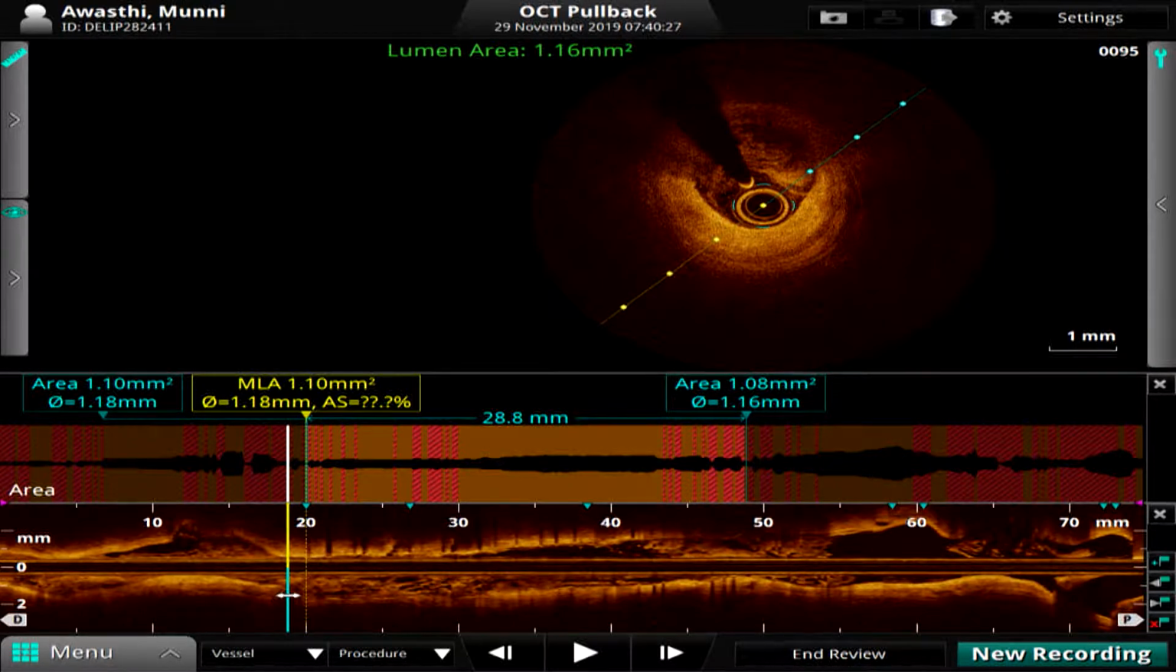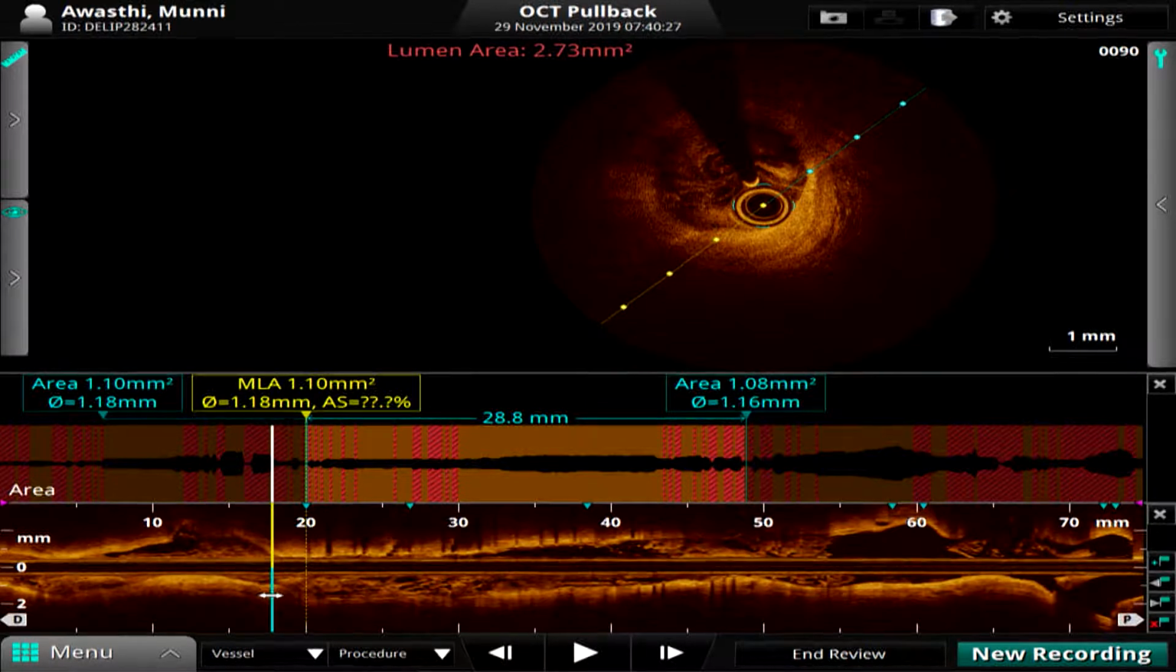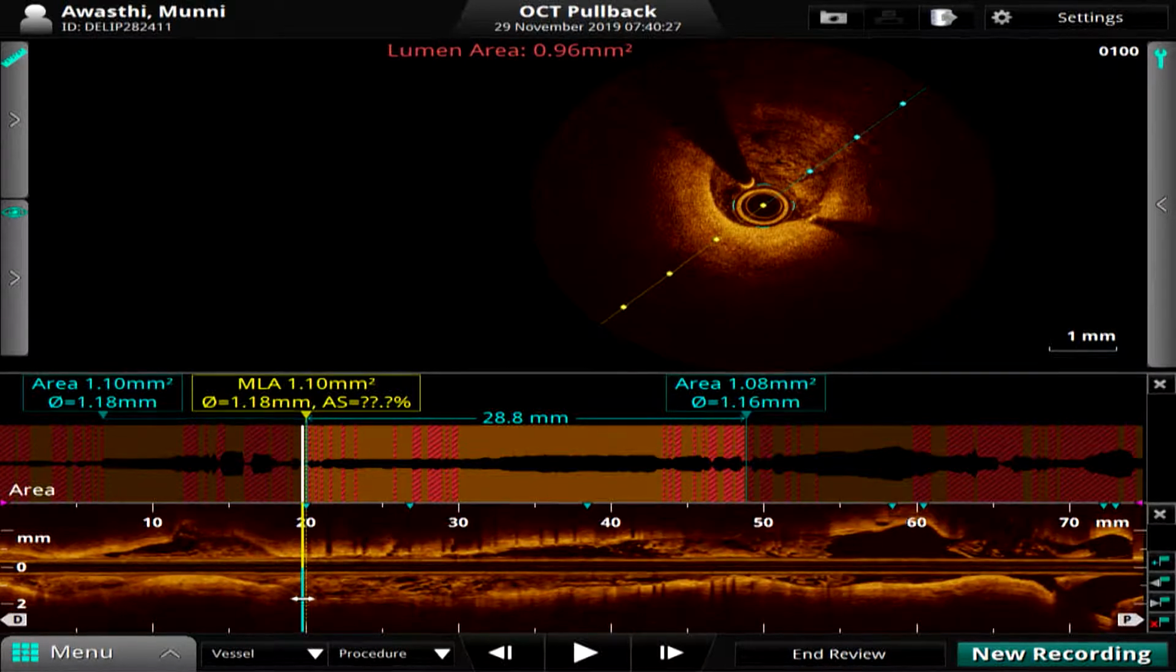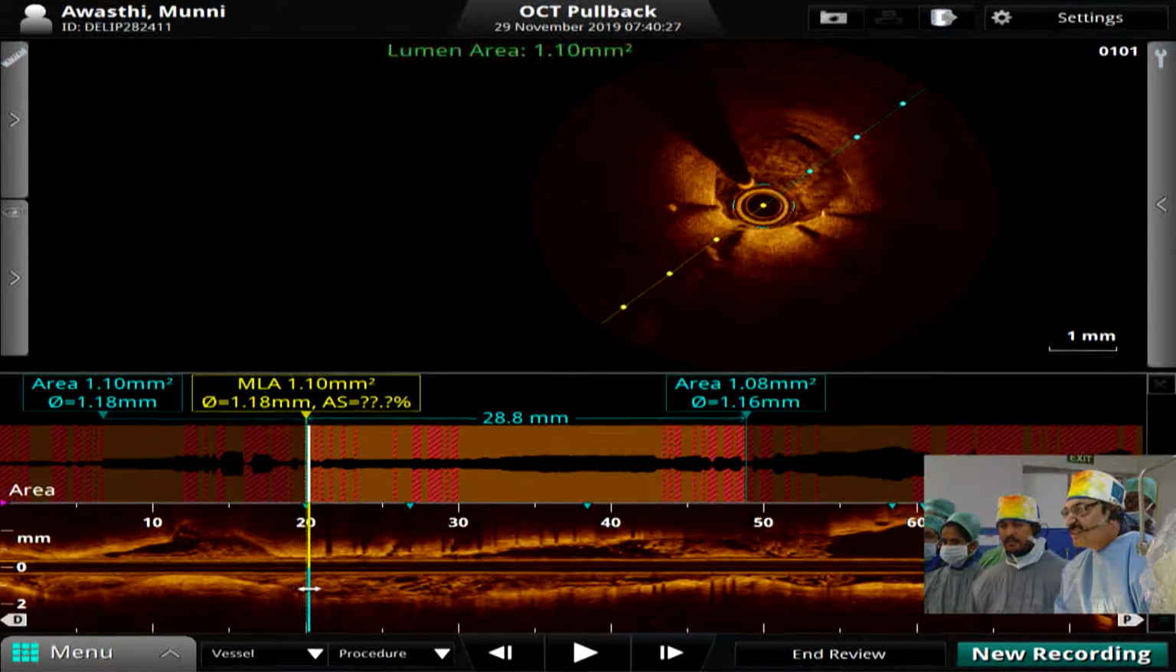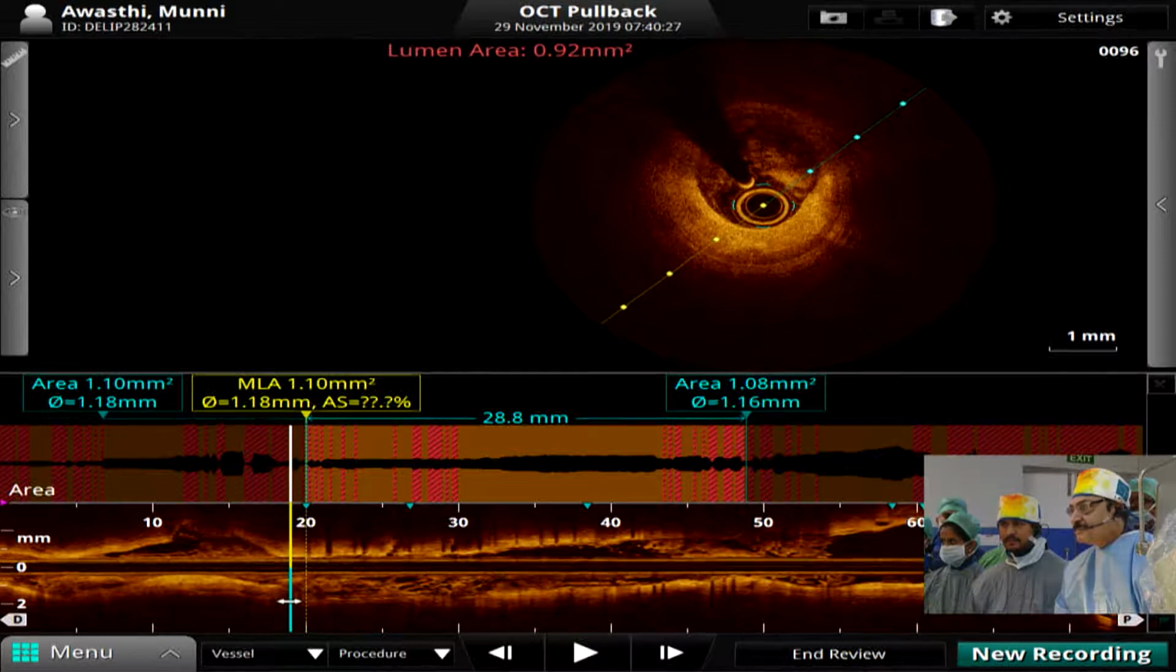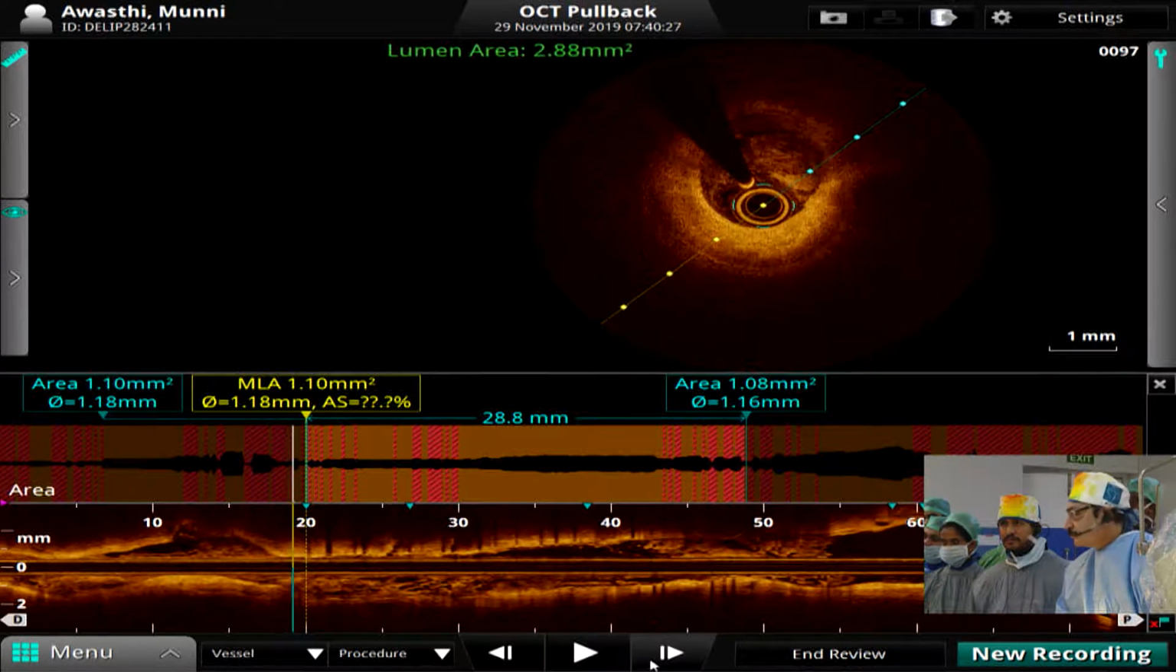So hello. We have done this OCT of the LAD which was stented previously, and there are some blood swirls, though we have been able to see the strut apposition distally as well as proximally throughout the vessel.